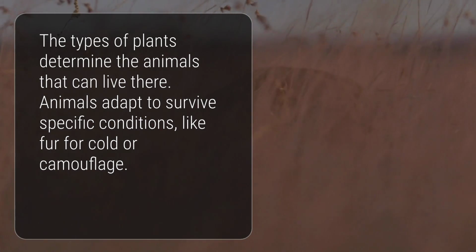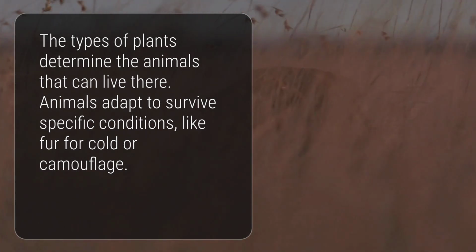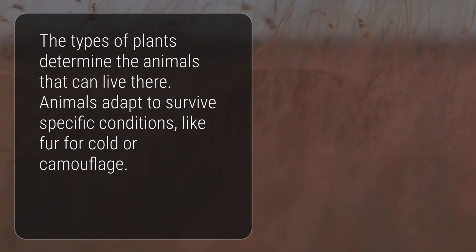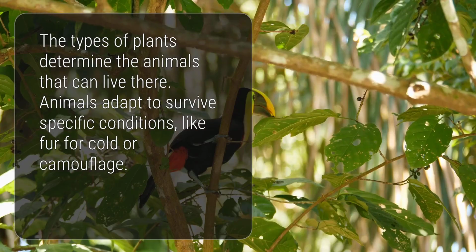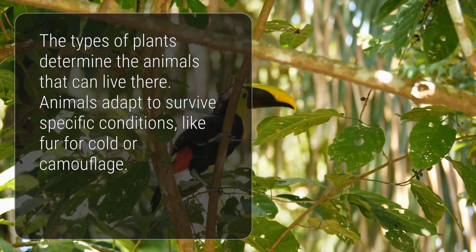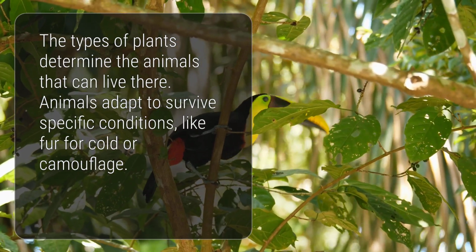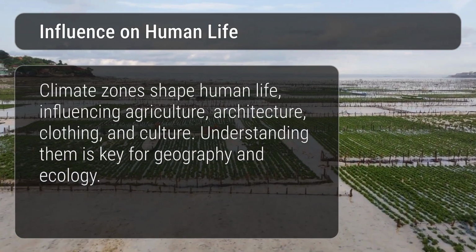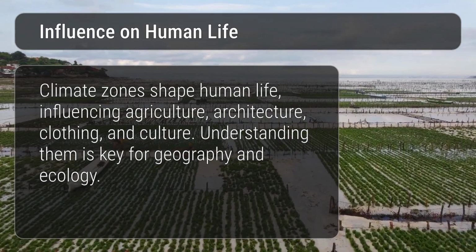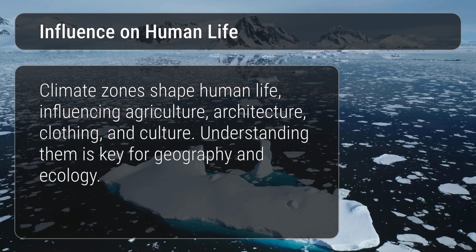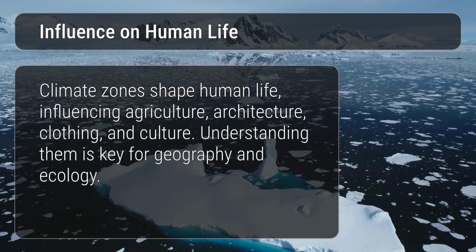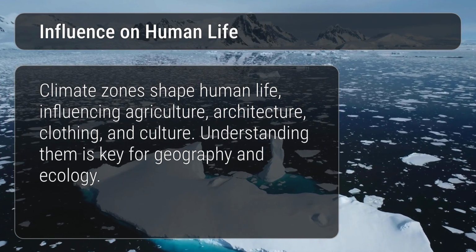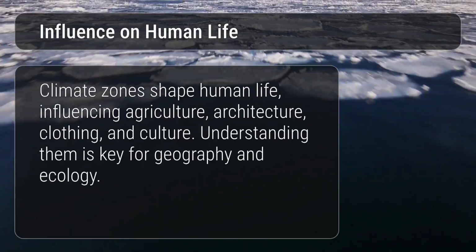Animals develop adaptations to survive the specific conditions, whether it's thick fur for the cold, camouflage for grasslands, or specialized diets for rainforest fruits. Climate zones also influence human life, affecting agriculture, architecture, clothing, and even culture. Understanding these zones is crucial for studying geography, ecology, and even predicting the impacts of climate change.